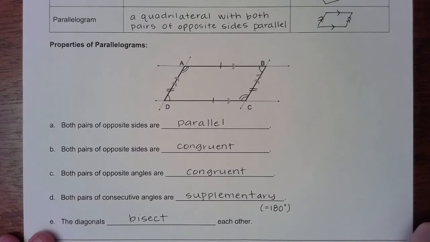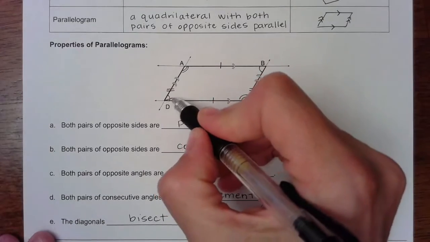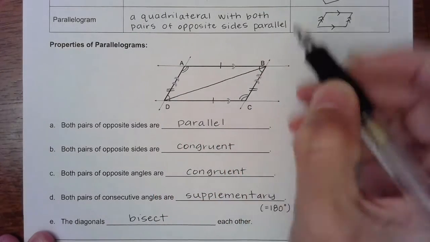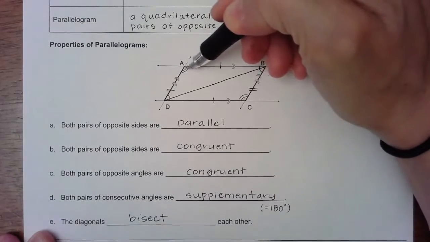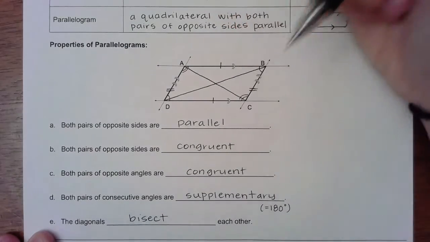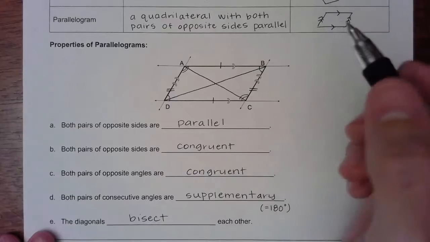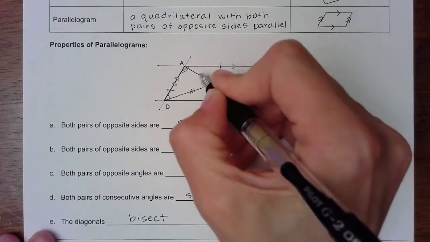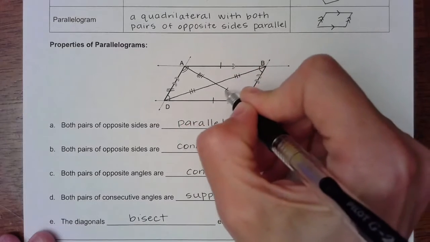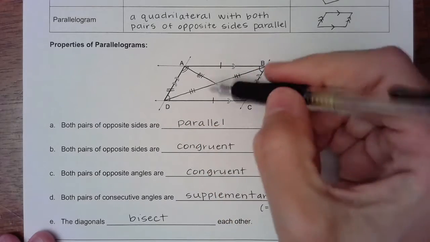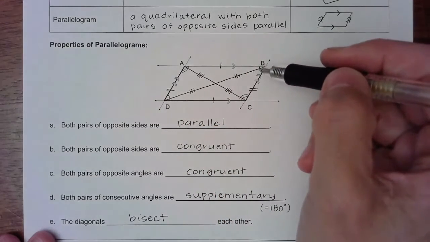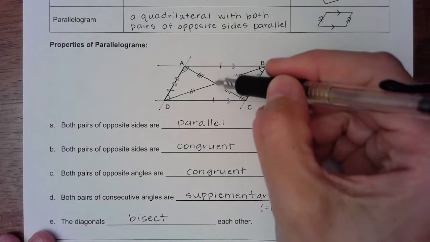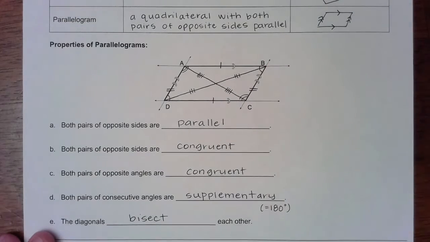And then the last one is that the diagonals bisect each other. Diagonals go across the shape, so they're not one of the sides of the parallelogram. So this one gets cut in half, and then this one gets cut in half. The diagonals aren't equal to each other, and they don't intersect in any way special here in the middle, but they do cut each other in half.